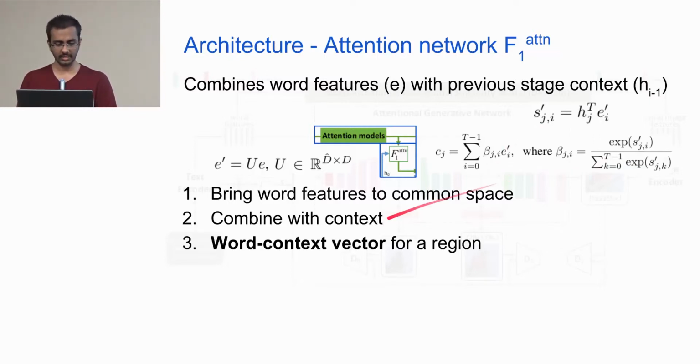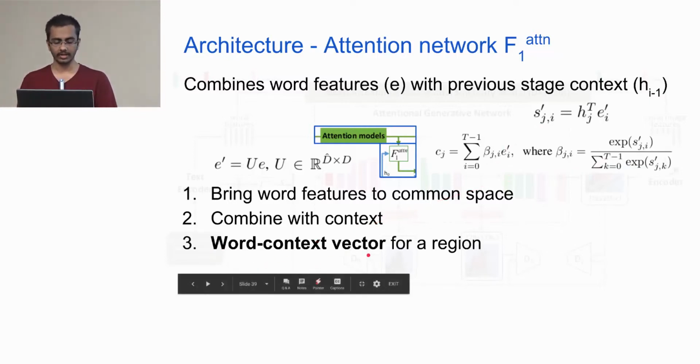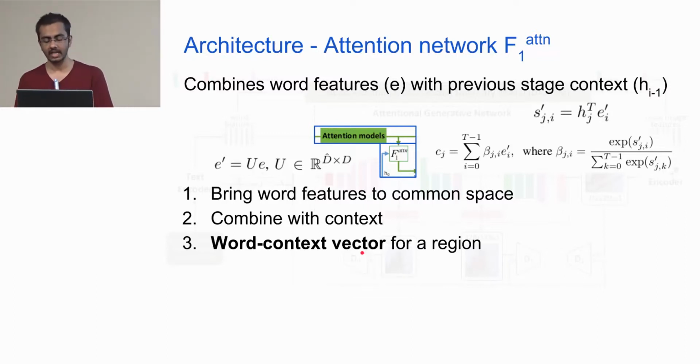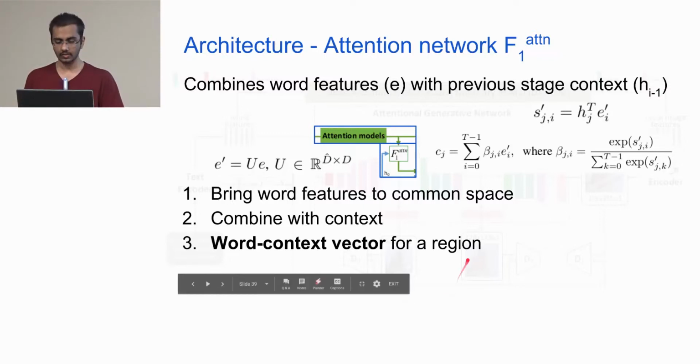Next, we use that to generate a word context vector. So a way to intuitively understand this word context vector is, for one sub-region, you're looking at all the words. Since it is global attention, you're looking at all the words, and you're selecting which one is important for generating or painting this particular sub-region. So this is the formulation for that.